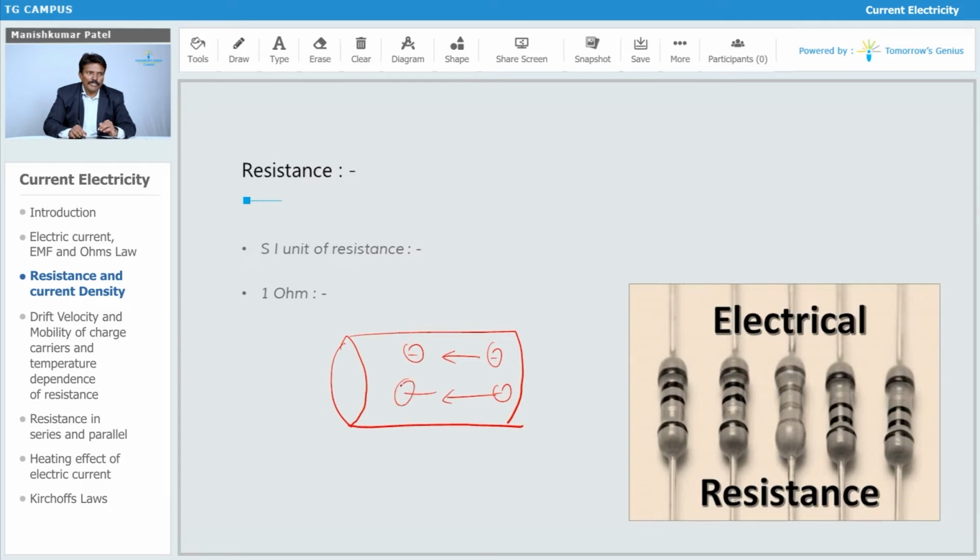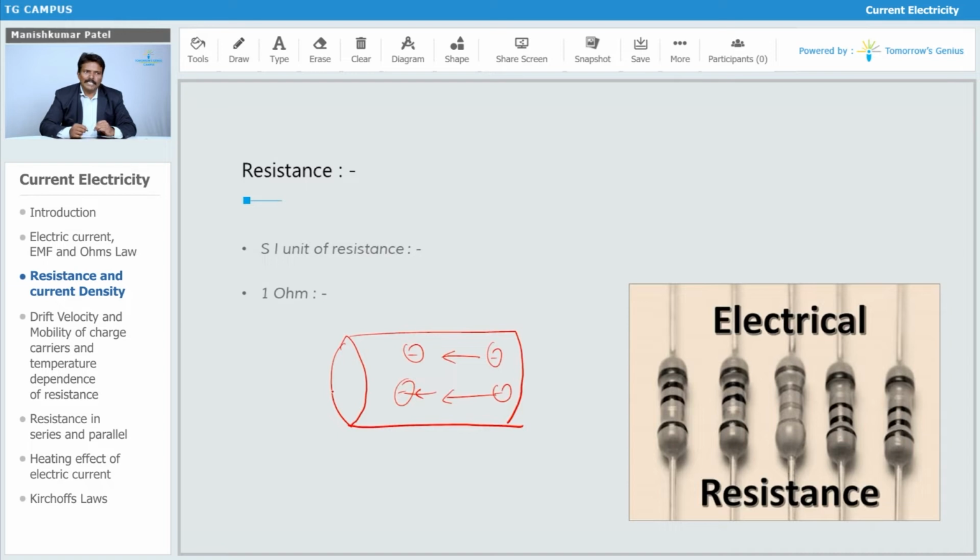Because of which it finds it quite difficult to move to the other end, so it collides again and again with the ions or the other free electrons, which makes things difficult for it. That's why the resistance gets increased. This is how we can understand resistance. Obviously, the SI unit for resistance is nothing but the ohm.